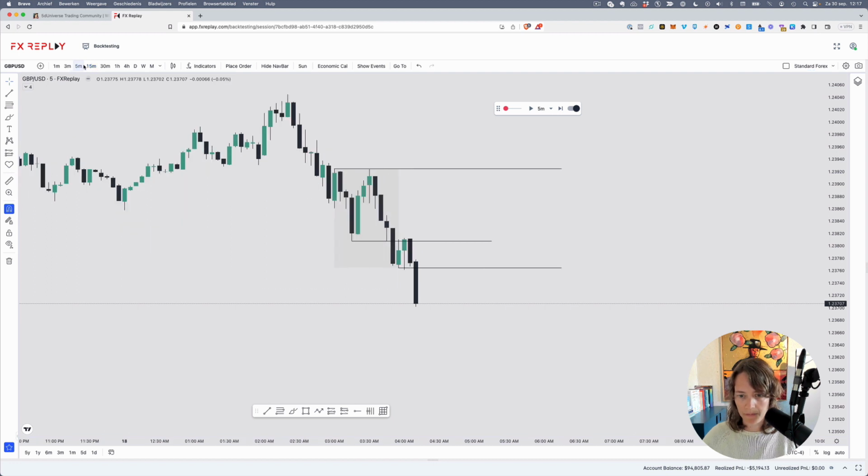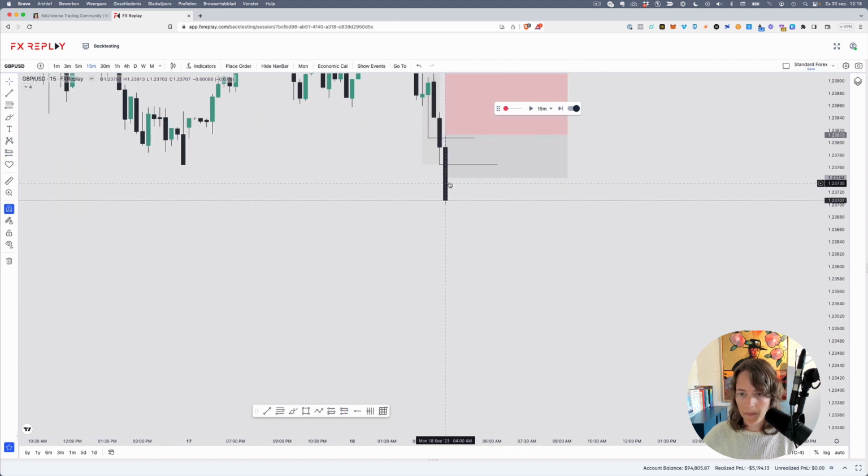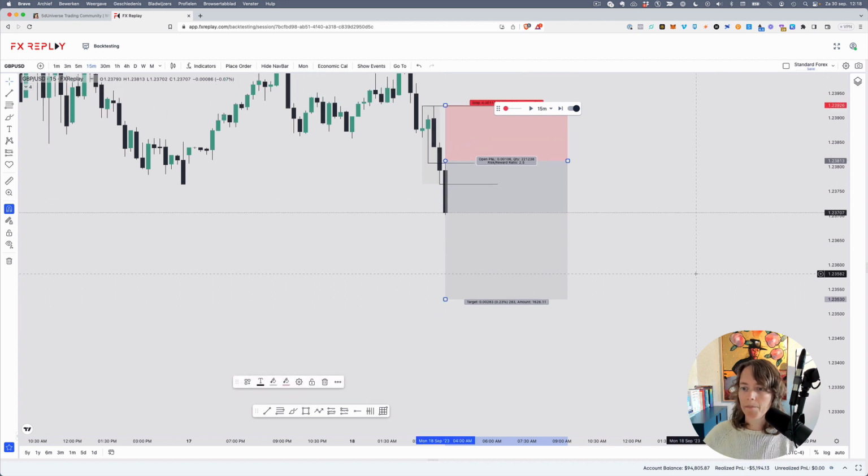Let me go to the 5-minute. That's above this. It is also a wickless candle. Yeah, let me do the 15-minute fair value gap. That's within this order block, and let's see what we get. Stop above the 2.5.